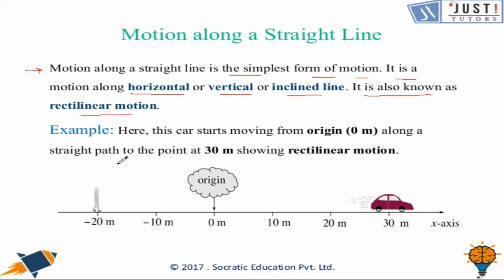An example, as you can see, this car starts moving from origin, this is origin 0, along a straight path to a point at 30 meter, showing a rectilinear motion because this car is moving on a straight path. We can say it is on a straight line, so that's why it is rectilinear motion.